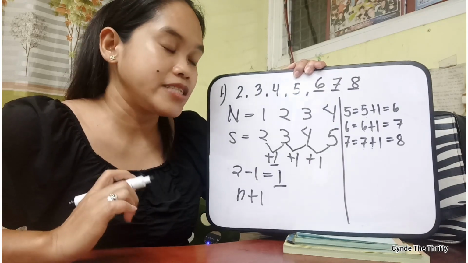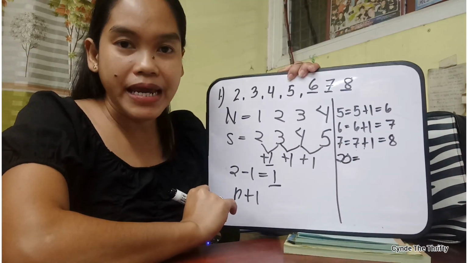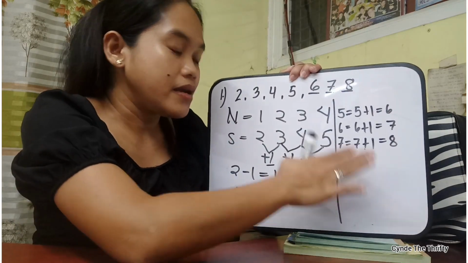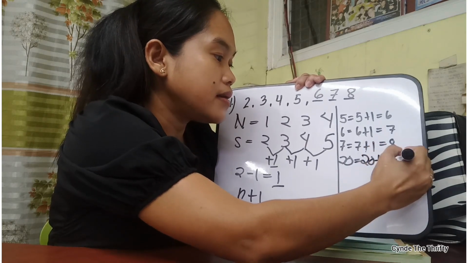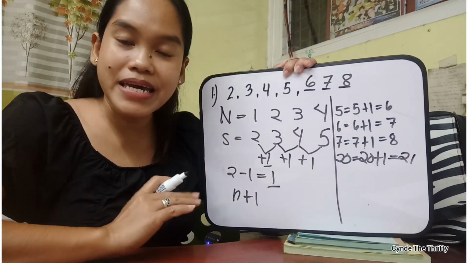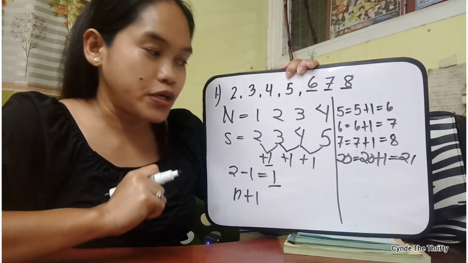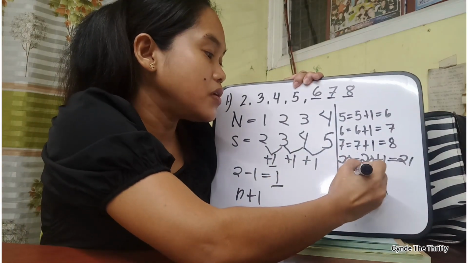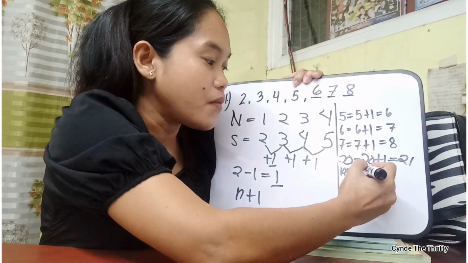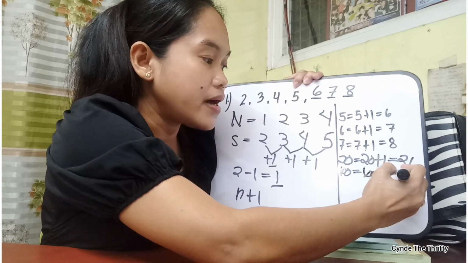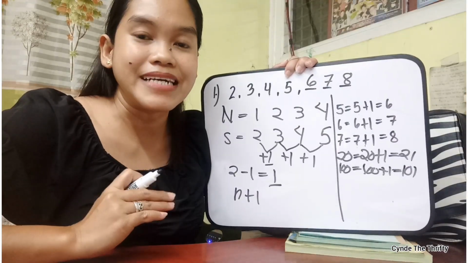How about the 20th term? Ano yung term na hinahanap natin? 20. So, i-replace natin si n ng 20. 20 plus 1 equals 21. Ibig sabihin, ang 20th term natin is 21. Ano naman yung 100th term? 100. I-replace natin si n ng 100. Plus 1 equals 101. So, ang pang-100 na term is 101.